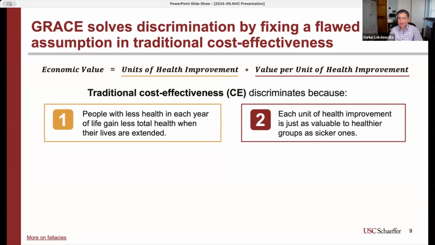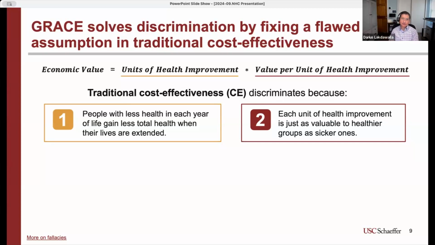Okay, so this is a little bit of an oversimplification, but imagine that we could say that somebody has half health, if you want to think of it that way, in 2 years. Extending that life for an additional year will produce less additional health than for somebody who had full health. Okay, that's the sense in which it's meant.